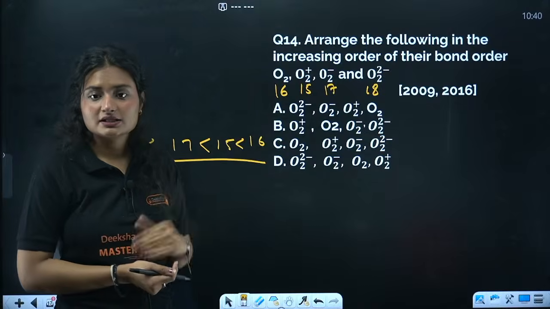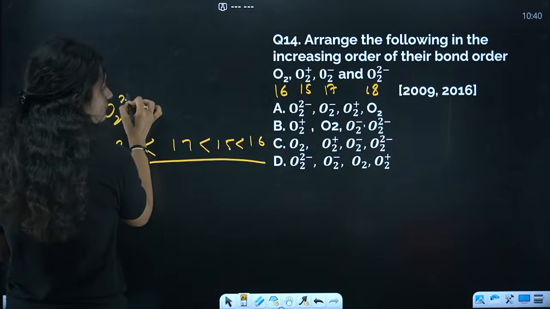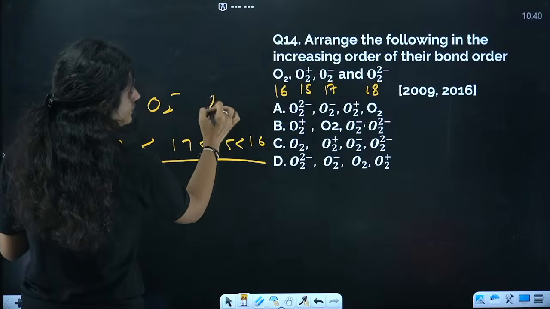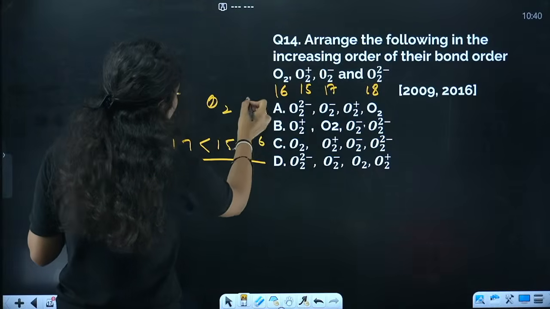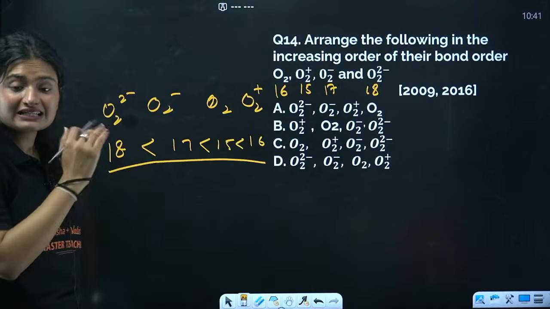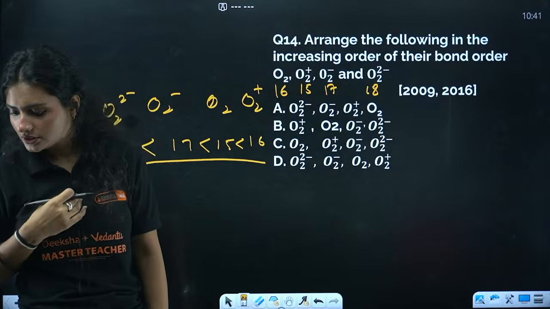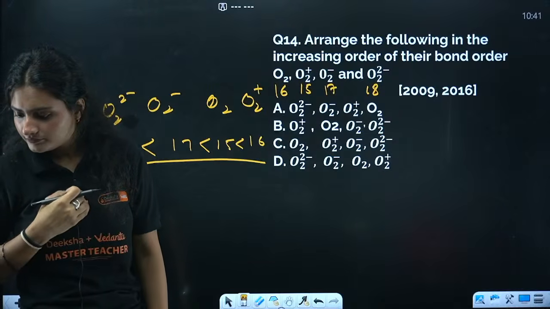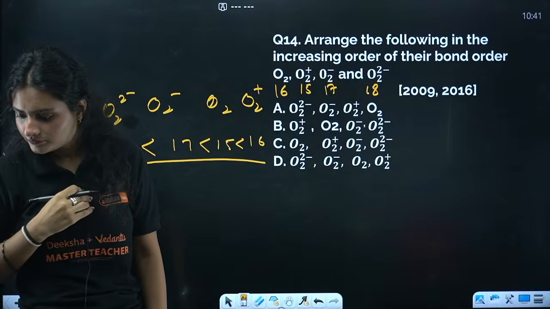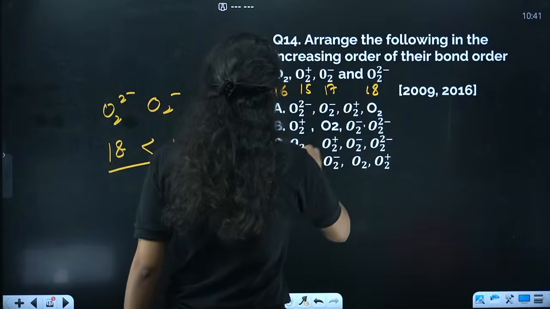So the correct sequence of increasing order is O2 2 negative, O2 negative, then O2, and then O2 positive. Correct order of, sorry, increasing order of bond order. So the correct answer is option D.